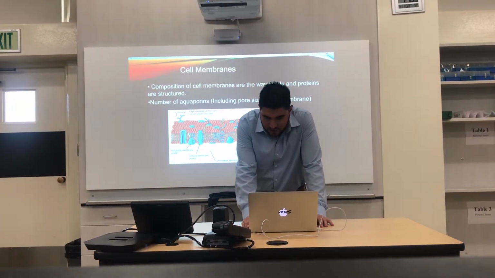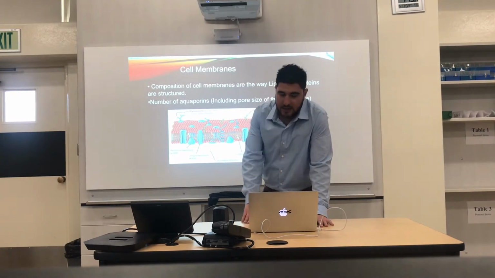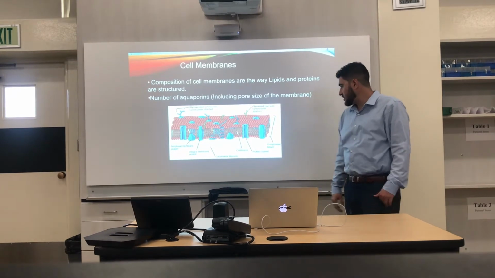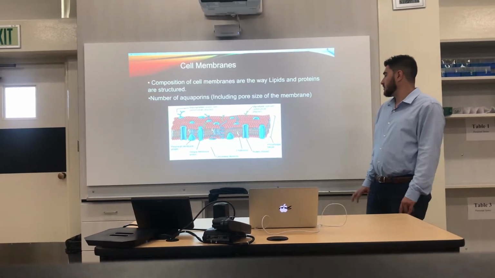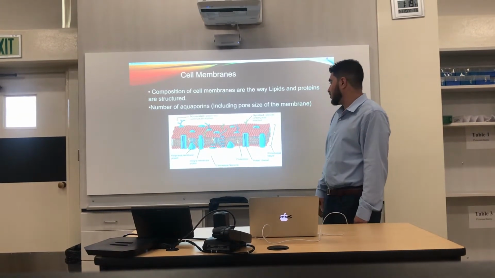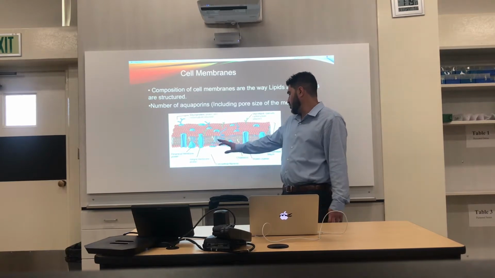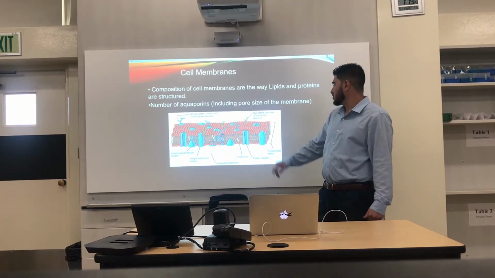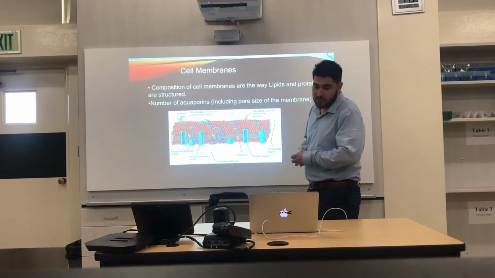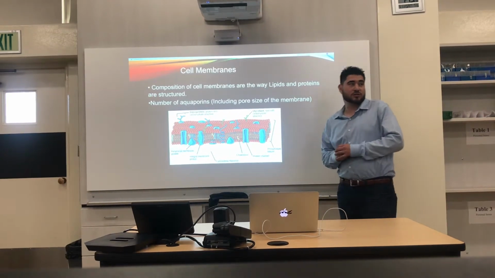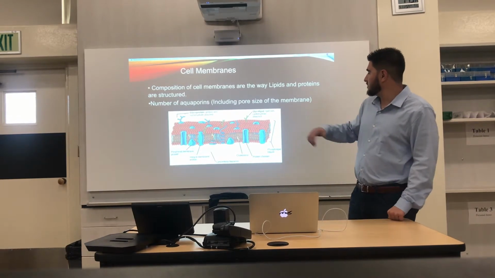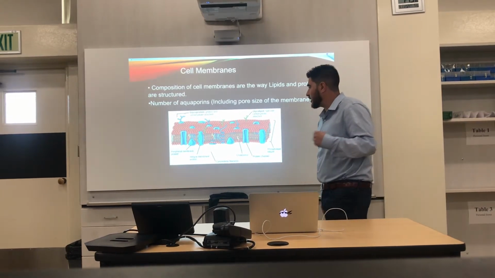So cell membranes also affect the rate of osmosis, and that's because they're very intricate. You've got a whole bunch of intracellular membranes, aquaporins, proteins, and they all have different sizes and such. So here you have an example of your integral membrane proteins versus just your protein channels. You have glycoproteins attached to some of the carbohydrates. So the composition of cell membranes and the way lipids and proteins are structured is very important in determining the rate of osmosis. The more aquaporins you have, the faster water can get through these cell membranes.